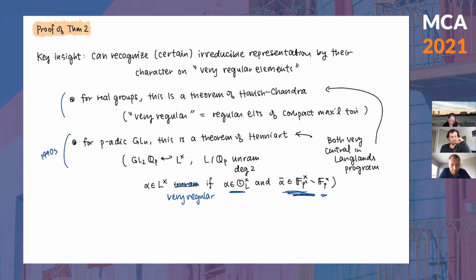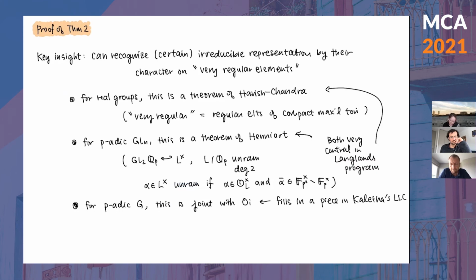And what Oy and I did in this project is to establish the analog of this for p-adic G, for arbitrary G. And this fills in a piece in Kaletha's construction of the local Langlands correspondence, in that one can now do what Langlands did for real groups using Harish-Chandra's characterization.